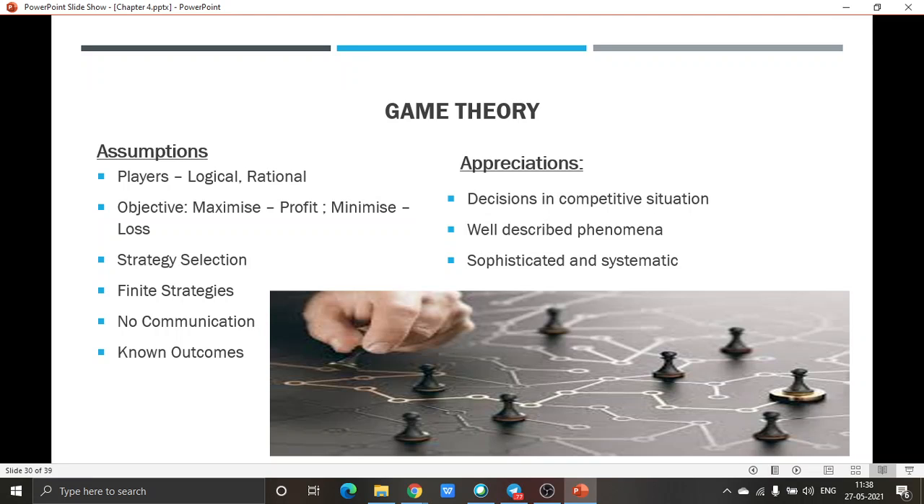Now, if we take the same example, when several companies are engaged in an intensive advertising campaign to capture a major share of the market, this shall be labeled an n-person zero-sum game.